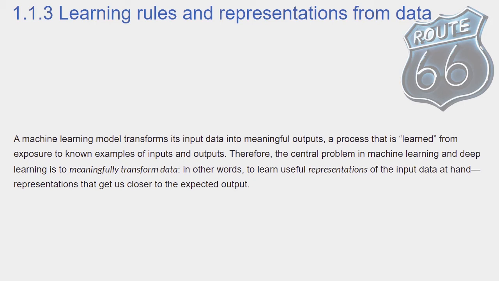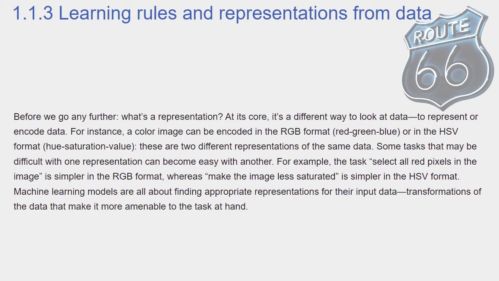Therefore, the central problem in machine learning and deep learning is to meaningfully transform data. In other words, to learn useful representations of the input data at hand, representations that get us closer to the expected output. Before we go any further, what's a representation?